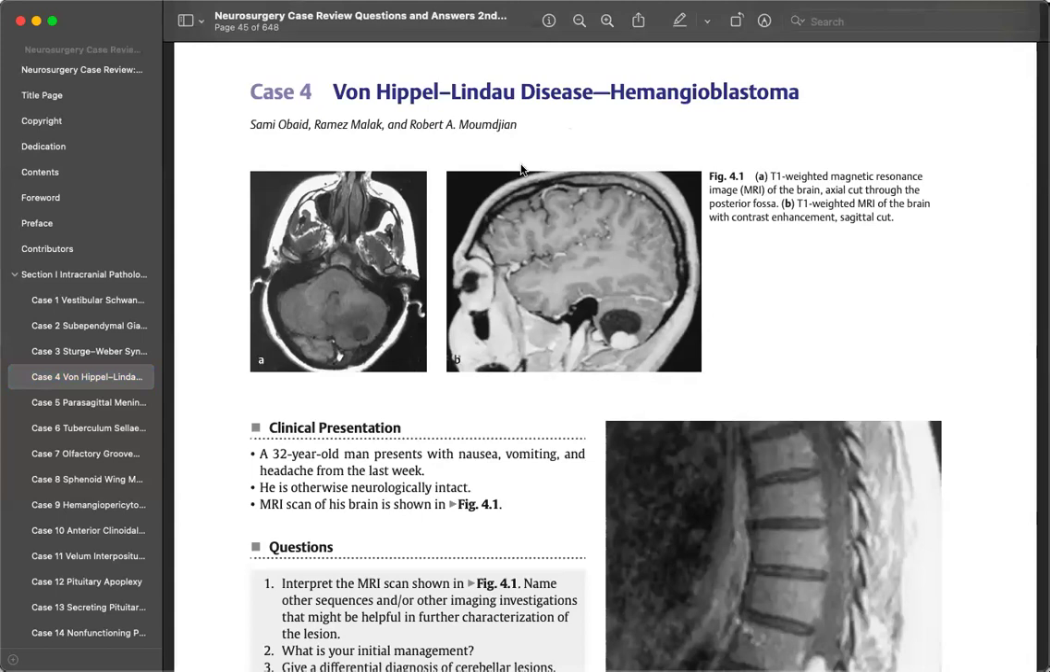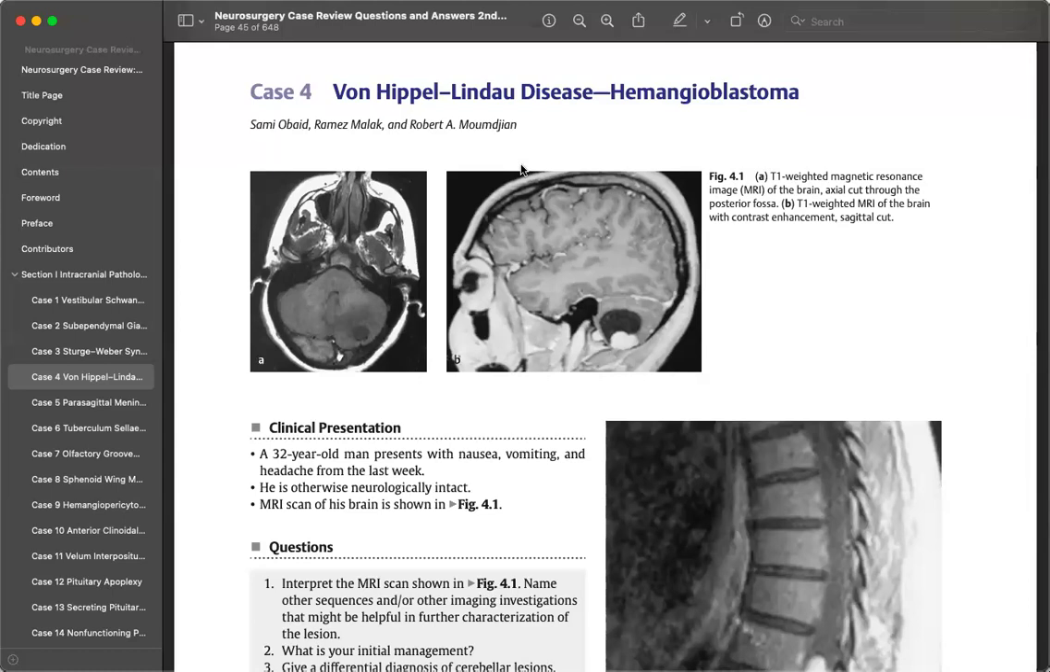The sagittal view of a contrast enhanced T1 MRI scan shows a cystic cerebellar lesion with a densely and uniformly enhancing nodule. The cyst wall does not enhance.